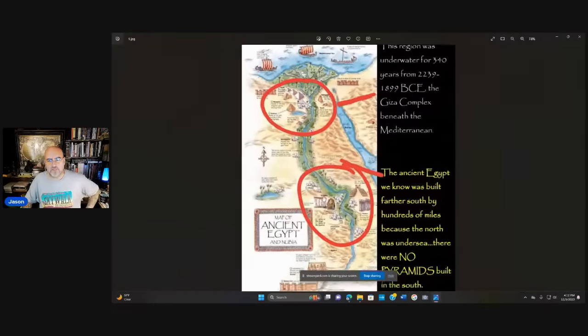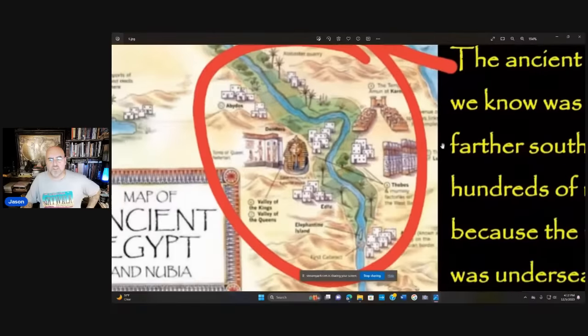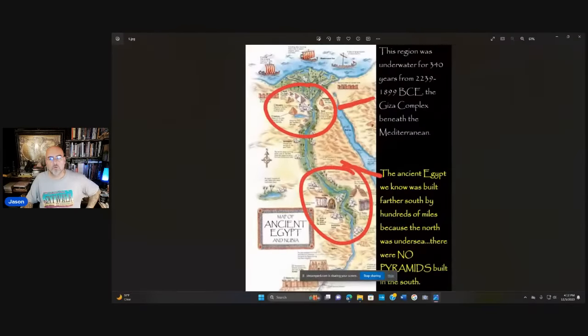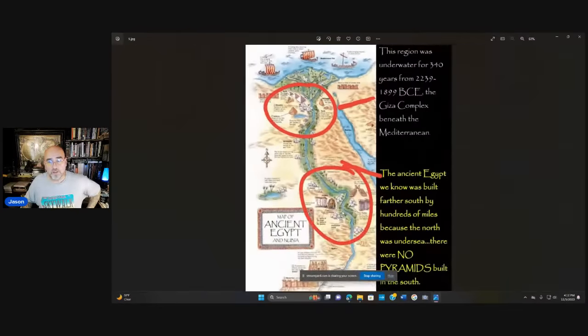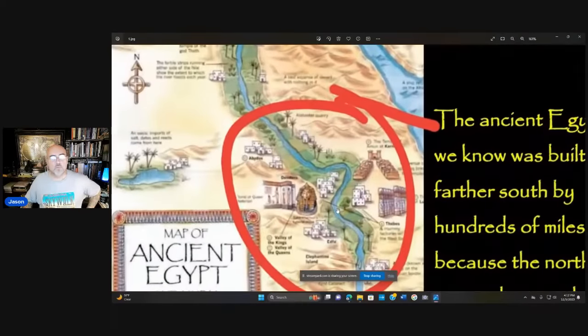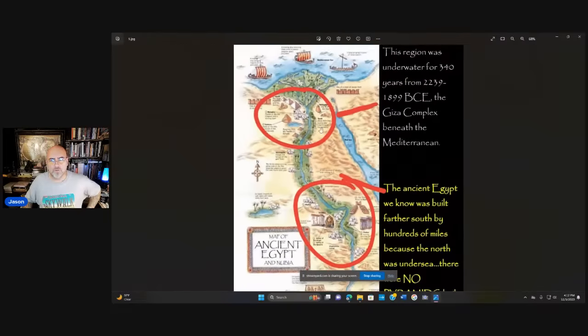Here's the Valley of the Kings down here. Oh, look what else is down here. Waset, Edfu, ancient Thebes, Karnak, Dendera. Look at all this. All this down here is ancient Egypt. 416 miles away from pyramids. There are no pyramids in Waset. This is the ancient kingdom of Kemetia. This is Kemet, also known as Waset. It's right here. There are no pyramids here at all. They're way up in the north.